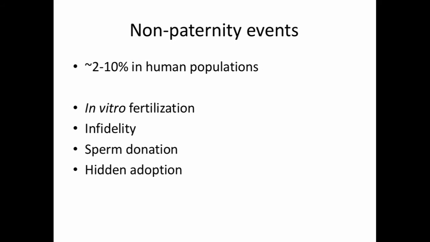Non-paternity events are pretty common in human populations. Somewhere between 2 and 10% of children have a different biological father than their social father, with in vitro fertilization, infidelity, sperm donation, and hidden adoptions, where families arrange adoptions and don't tell anyone outside the family about it. These happen to be pretty common. And although they can be culturally significant, biology, population genetics, can change our understanding of these.